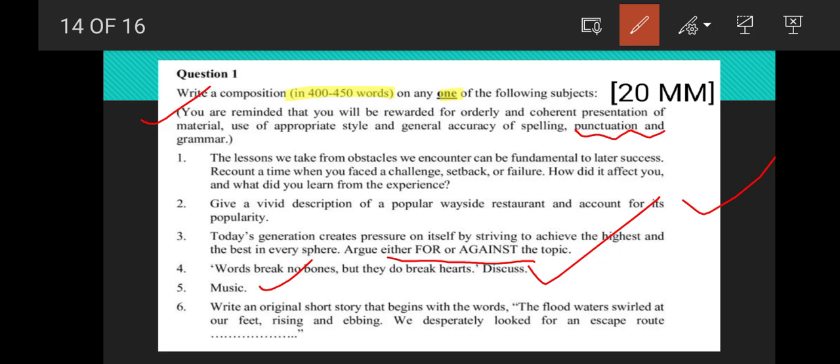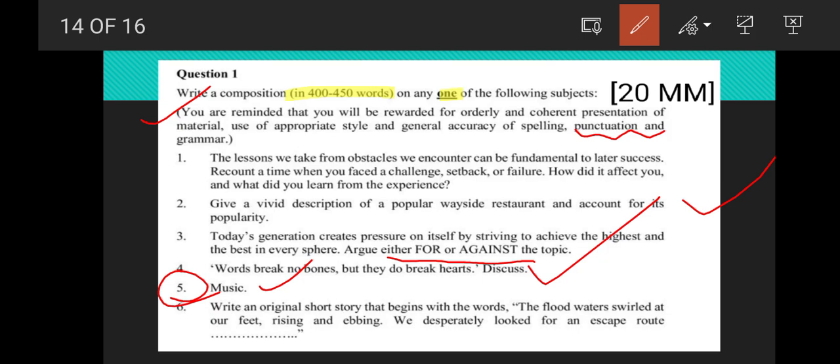Okay, next is saying: write an original short story. The sixth one is a short story. As I told you, the picture composition is eliminated from class 11. It will not come in your 11th class. So instead of picture composition, you have this fifth type of composition, that is one word type of composition. That one word is given to you and you have to elaborate it into 400 or 450 words.